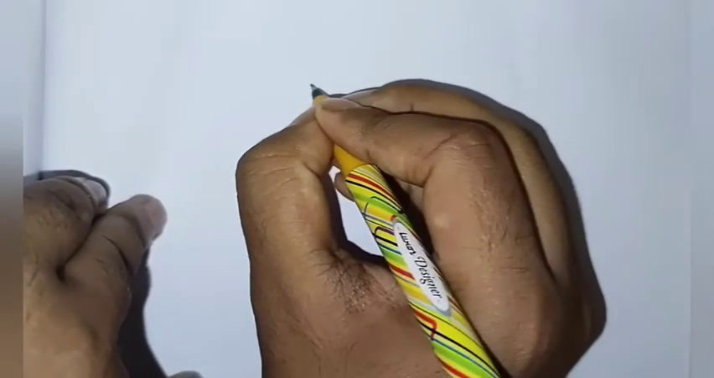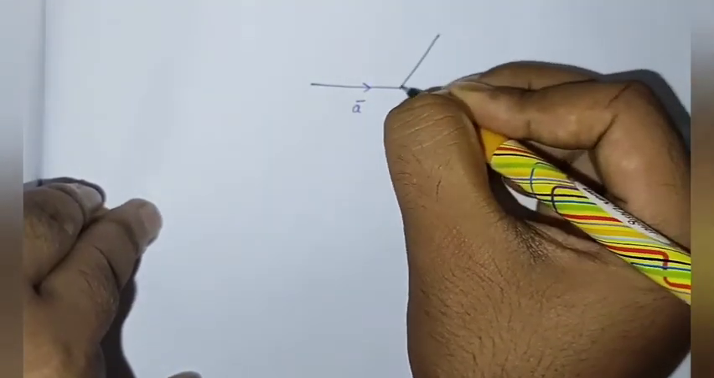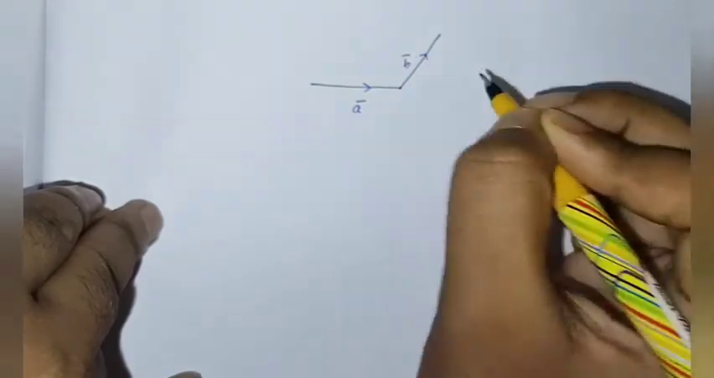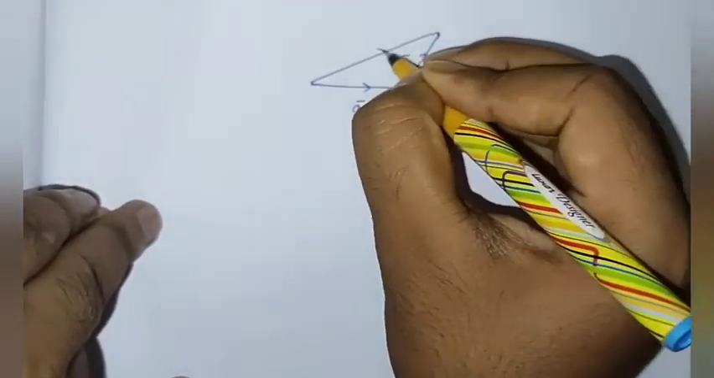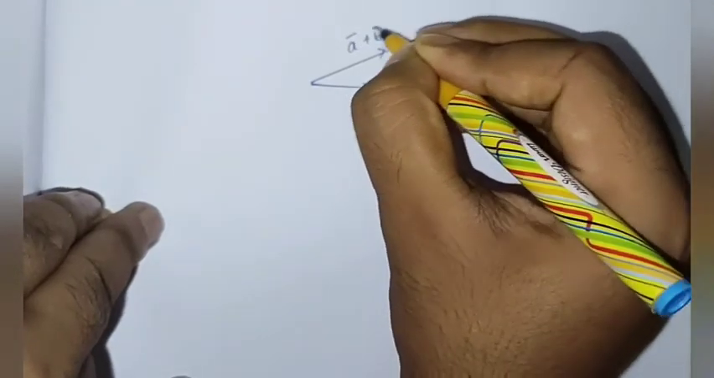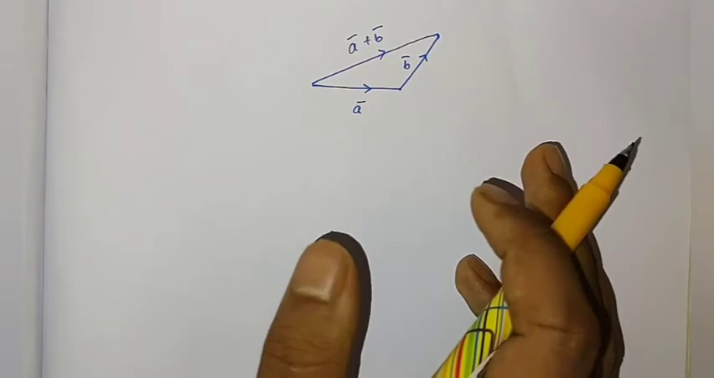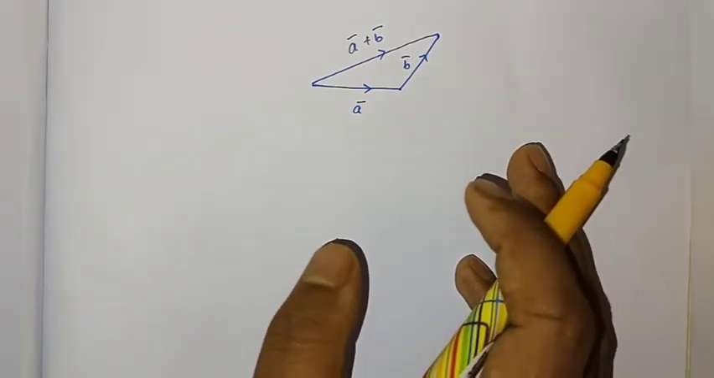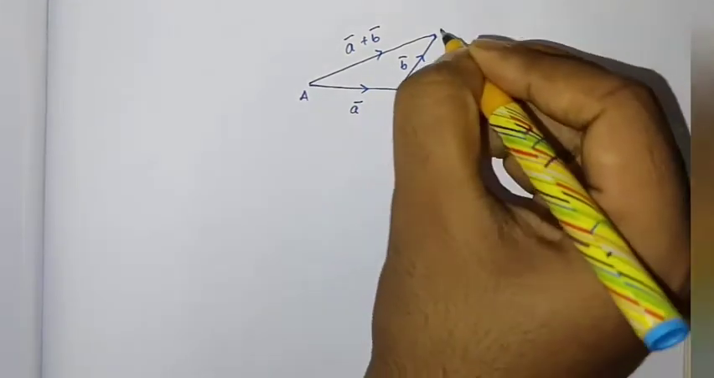So we have a vector A and we have another vector B. Okay, so the resultant will be this according to the triangle law of addition of vectors. So let's name this triangle. We have A, B, C, D.